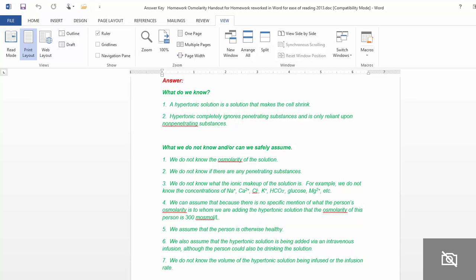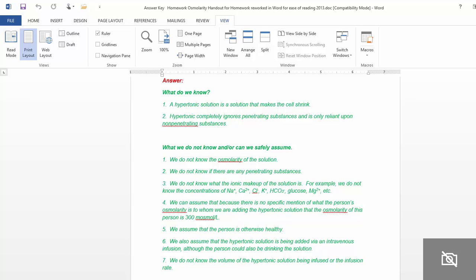We do not know the osmolarity of the solution. We don't know if there's any penetrating substances. Again, a lot of this I just copied and pasted because a lot of it was very similar to the last one. We can assume that there's no specific mention of the person's osmolarity. So in this case, I told you it was a person, right? So we can assume we're going to have to go at 295 to 300 milliosmoles per liter because that's the normal average for most people. It's a reasonable assumption given the information that you have.